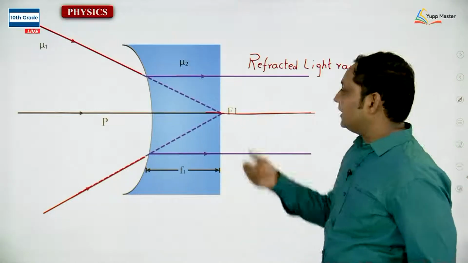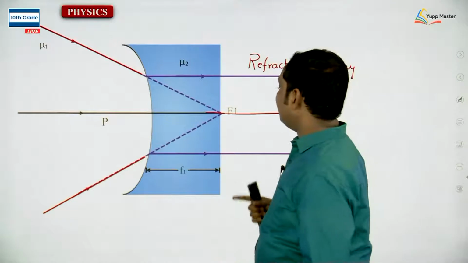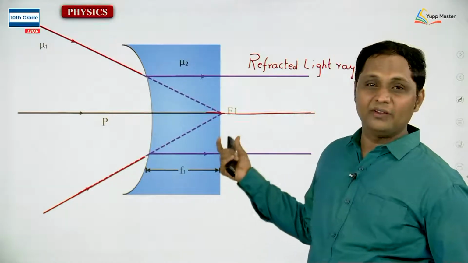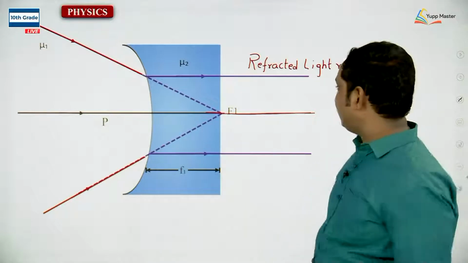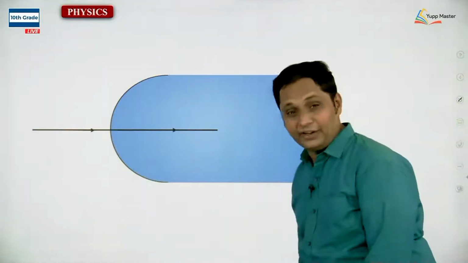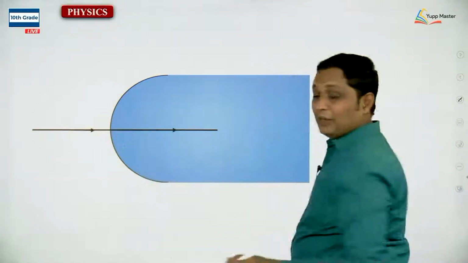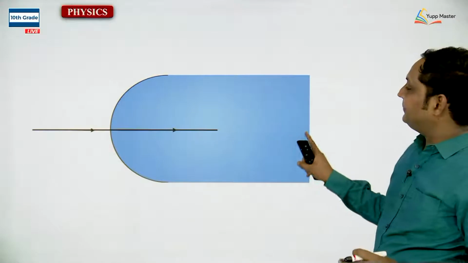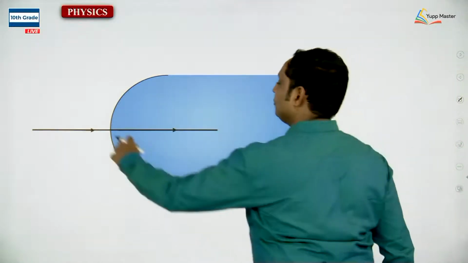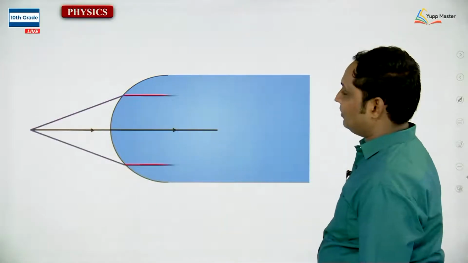The distance between the pole and the first principal focus is known as the first principal focal length. Let us see. If the light ray is incident normally, it does not get any deviation; it follows a straight line path. Very clear, alright.